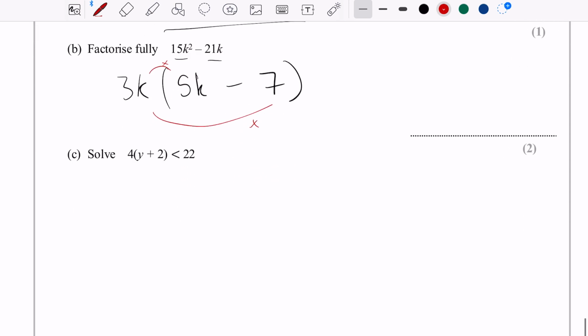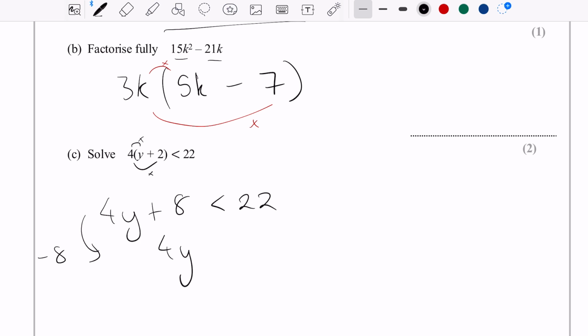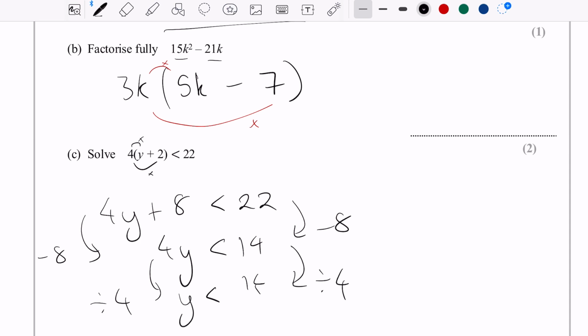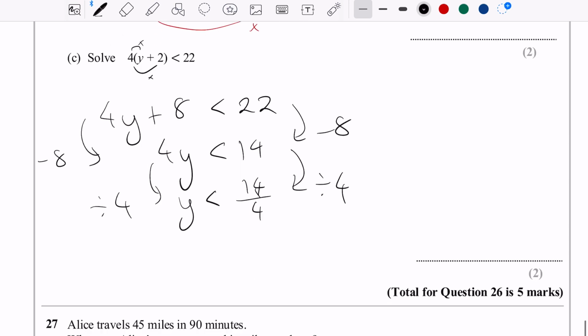Alright, solving this, let's expand that bracket first, like you've just been doing a moment ago. So 4y plus 8 is less than 22. So 4y, we're going to solve it now, minus 8. Solve it like a normal equation, don't worry about the symbol. 14. Okay, now dividing it by 4. You can leave it as a fraction because it is a bit awkward. 14 over 4 would be 3.5. y is less than 3.5, but that's fine.